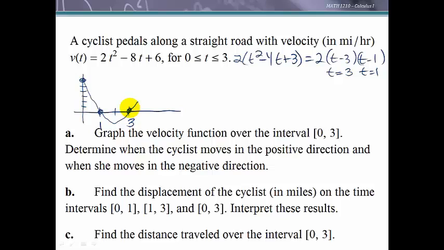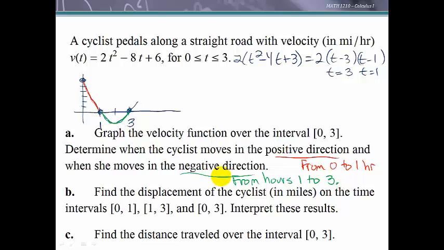So when does the cyclist move in the positive direction? Well, we just need to see when the velocity is positive, and we see that is between 0 and 1. So positive direction would be from 0 to 1 hour. During that time, she would be moving in the positive direction. Then we want to know when she moves in the negative direction, and that would be between 1 and 3 because our velocity value is negative. So from hours 1 to 3, she would be moving in this negative direction.